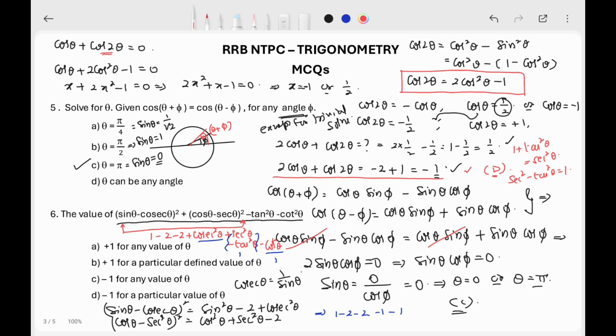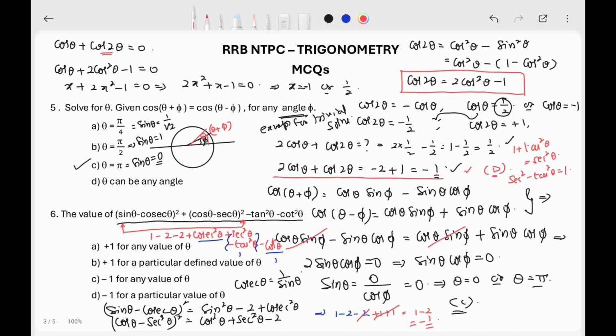This answer will be, this is plus 1, sorry. This is plus 1 plus 1. Then this plus 1 plus 1, and this minus 2 will go. 1 minus 2 is equal to minus 1. Answer is minus 1.